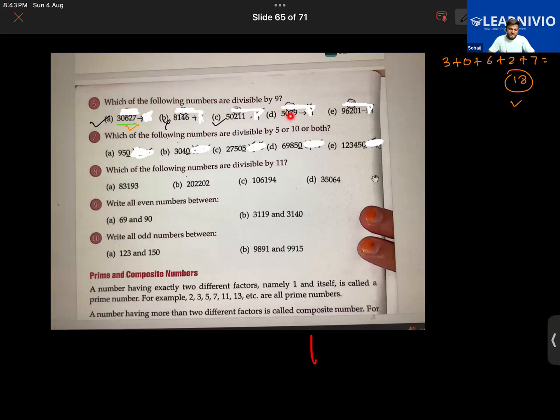5 plus 0 plus 7 plus 9. See, it's simple addition. Why are you taking this much time? 5 plus 7 is 12. 12 plus 9 is 21. So the number 21, is it divisible by 9? Of course, no. So hence this is not divisible by 9. Okay. Move on to option E.